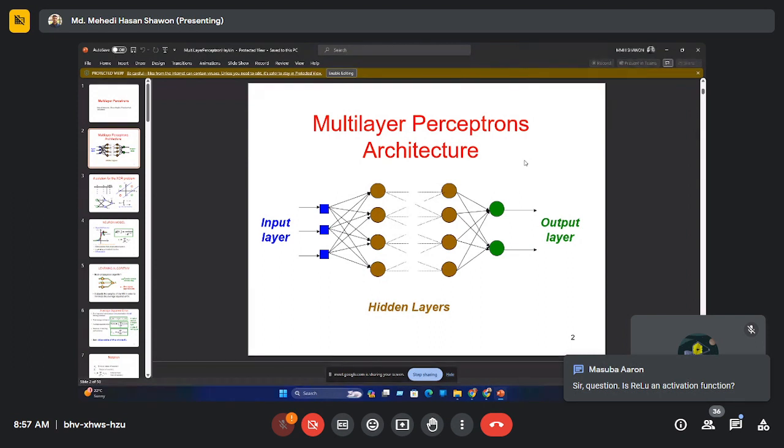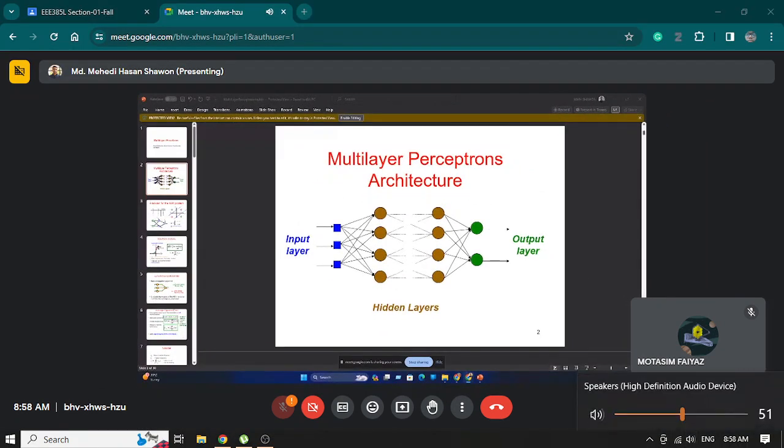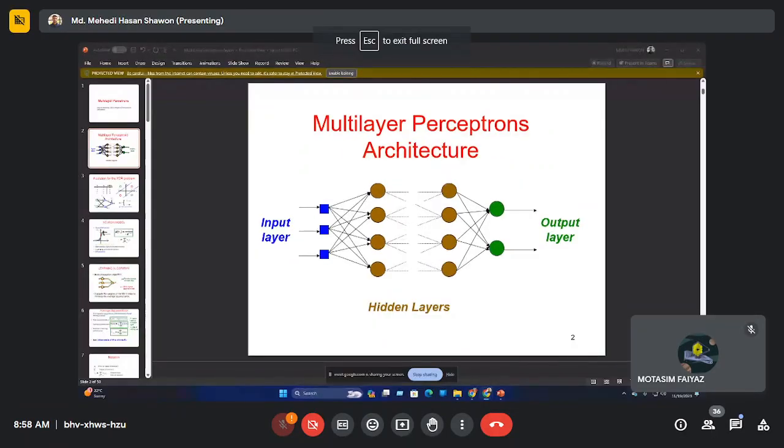So what do we have in the multi-layer perceptron architecture? Tasnuva, can you tell me what the multi-layer perceptron architecture is? Regarding a question, ReLU is an activation function. Yes, we use activation functions in a neuron to calculate the inputs it receives, and based on the calculation, the output will be produced. Okay, Tasnuva, what is the multi-layer perceptron model?